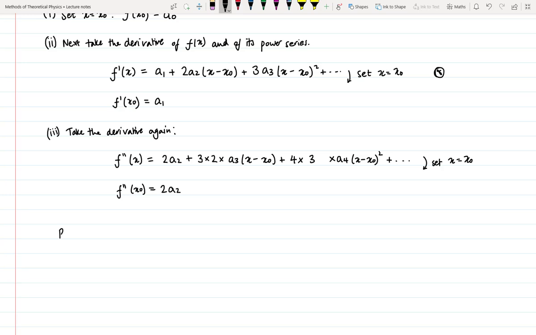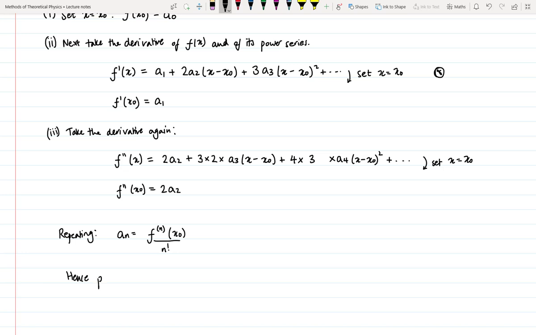Now, it's not hard to see that if we repeat this procedure, we find that the coefficient an is given by the nth derivative of the function evaluated at the point x naught divided by n factorial, where the factor n factorial comes from the coefficients that we bring down from x minus x naught on differentiating. And with that, we're done. We found an expression for the coefficients an.